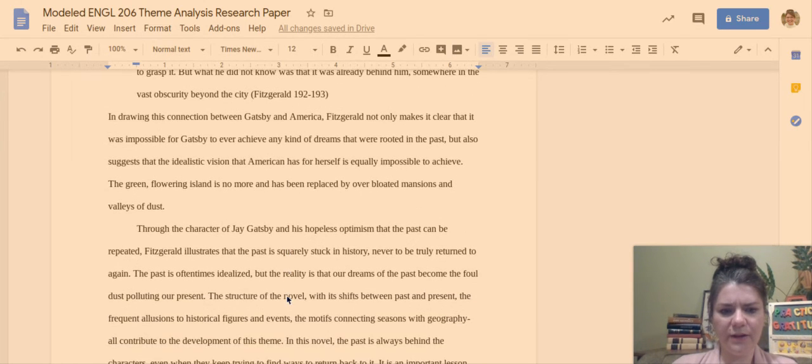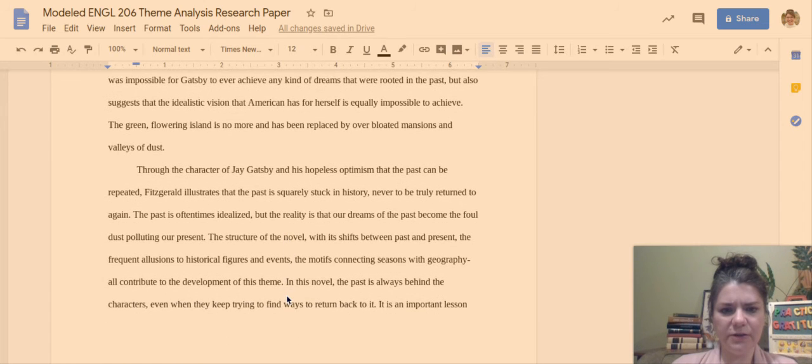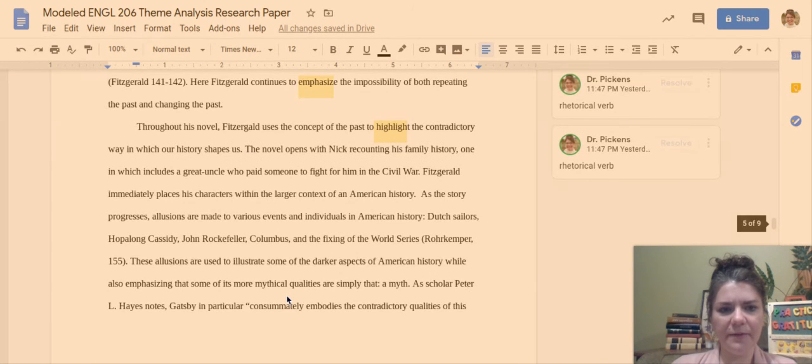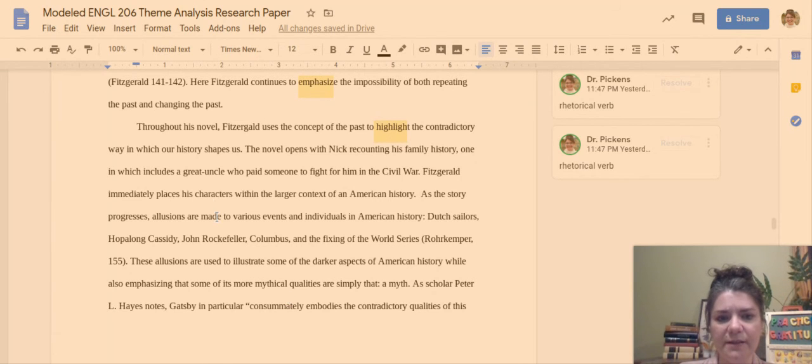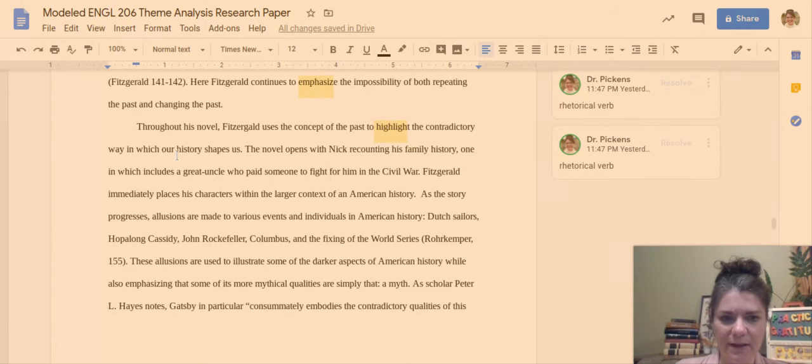I'm trying to figure out what I should read to you. Okay, we'll read this paragraph here. Throughout his novel, Fitzgerald uses the concept of the past to highlight the contradictory way in which our history shapes us. Okay, again, I have rhetorical verbs, and I'm returning back to my theme here.